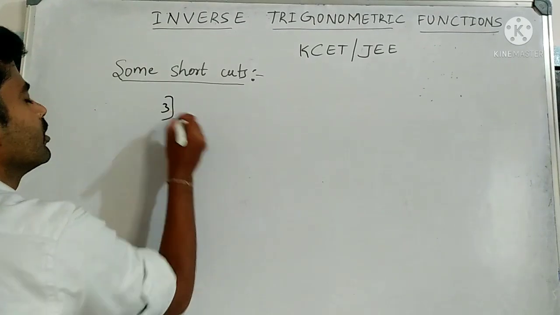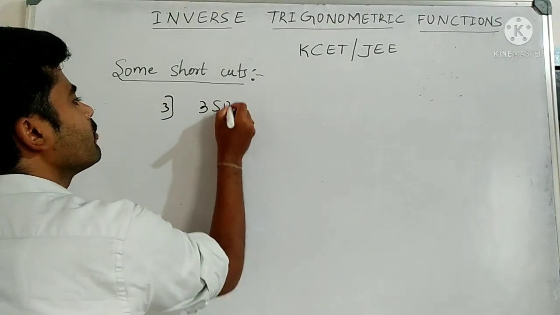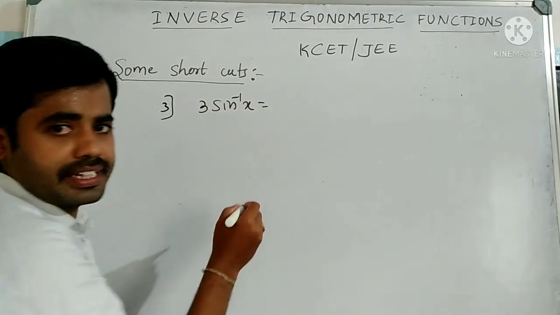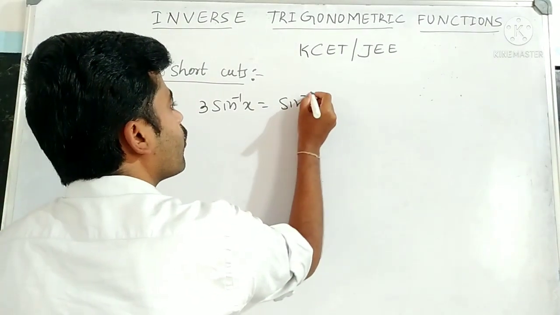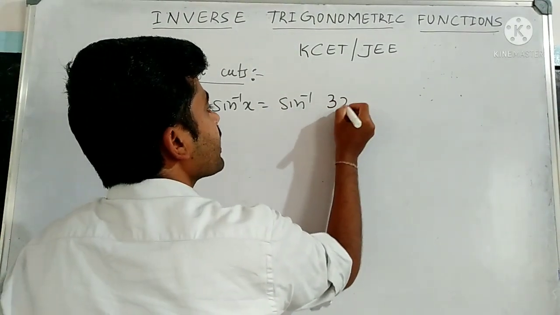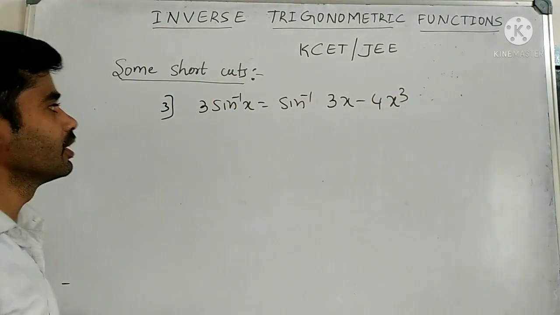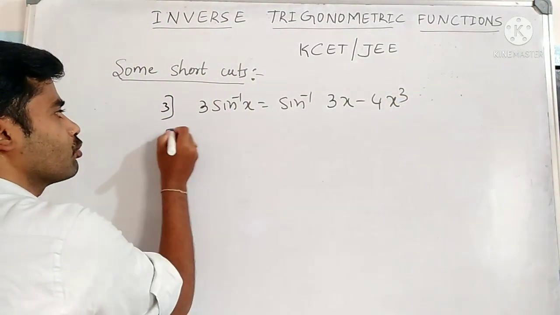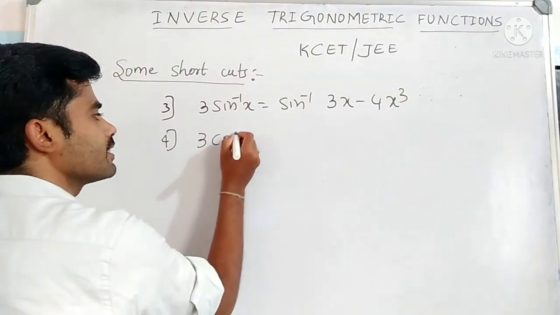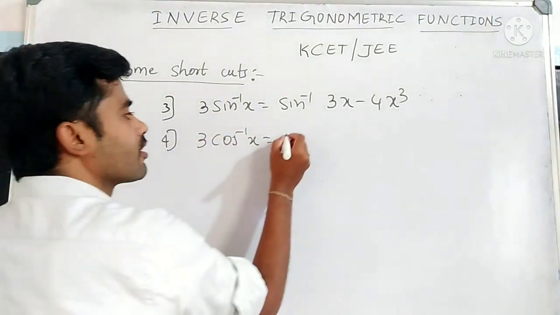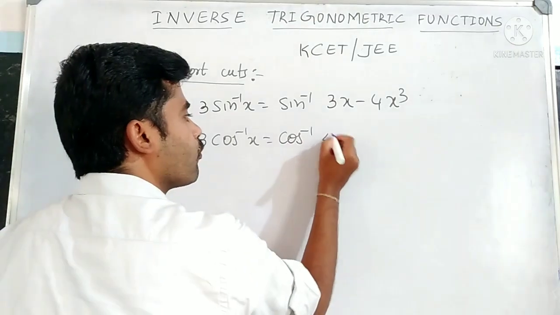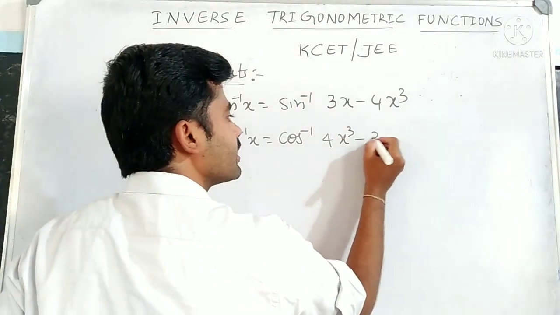The third one. 3 sine inverse x, we can write it as sine inverse of 3x minus 4x cube. In the same way, the fourth one, 3 cos inverse x, we can write it as cos inverse of 4x cube minus 3x.